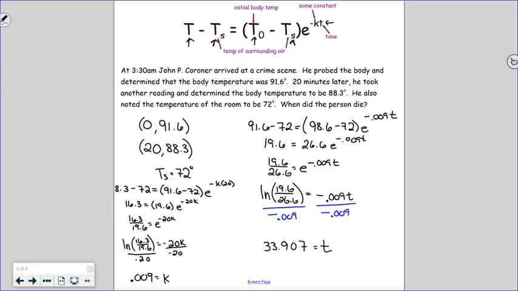That's not a time. So discuss with your table partner how you would actually answer the question. It does not make sense if I said, when did the person die? They died at 33.907. That's not an answer. Give me an answer.